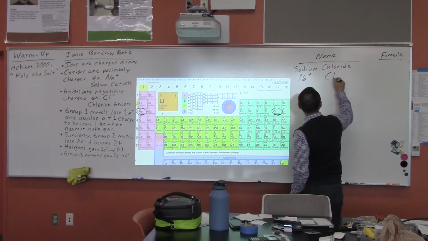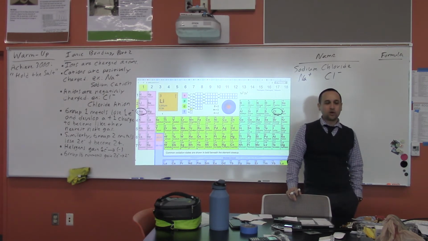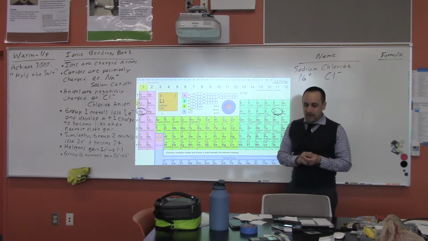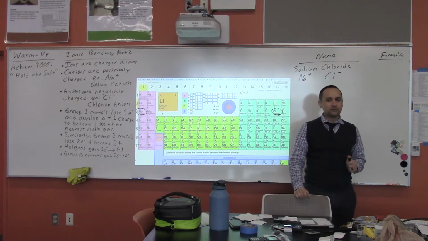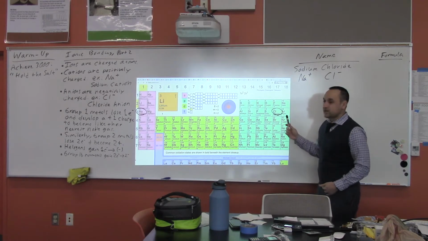So it develops a 1 minus charge, and we call that guy chloride. That is chloride. Now here's the thing about all ionic compounds. All ionic compounds are neutrally charged. So what does that mean? If you have a neutral charge, you have a charge of 0, okay?